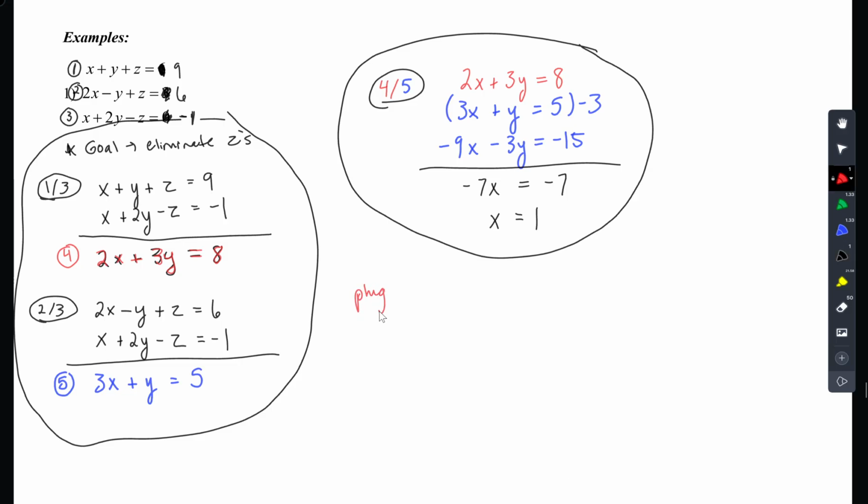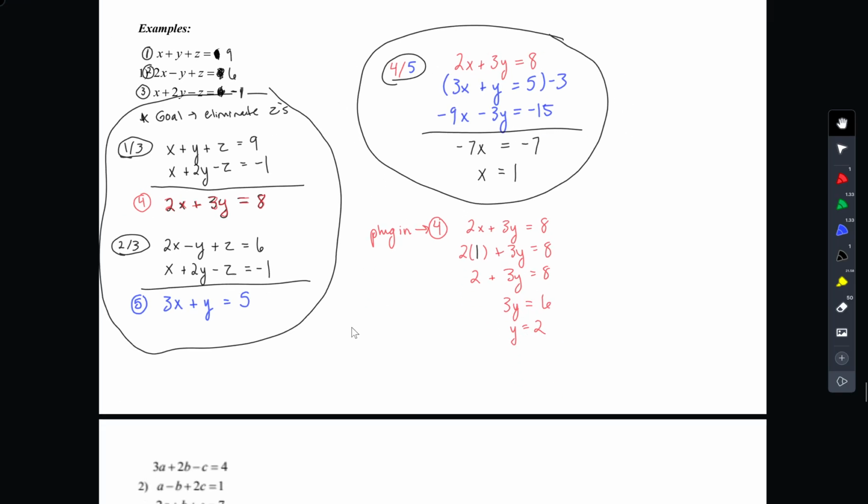So I'm going to plug into 4. Equation 4 was 2x plus 3y equaling 8. So what you're going to do is plug the 1 in to get the y value. So I get 2 plus 3y equals 8. Then you subtract 2 and get 6 for 3y. So y equals 2.